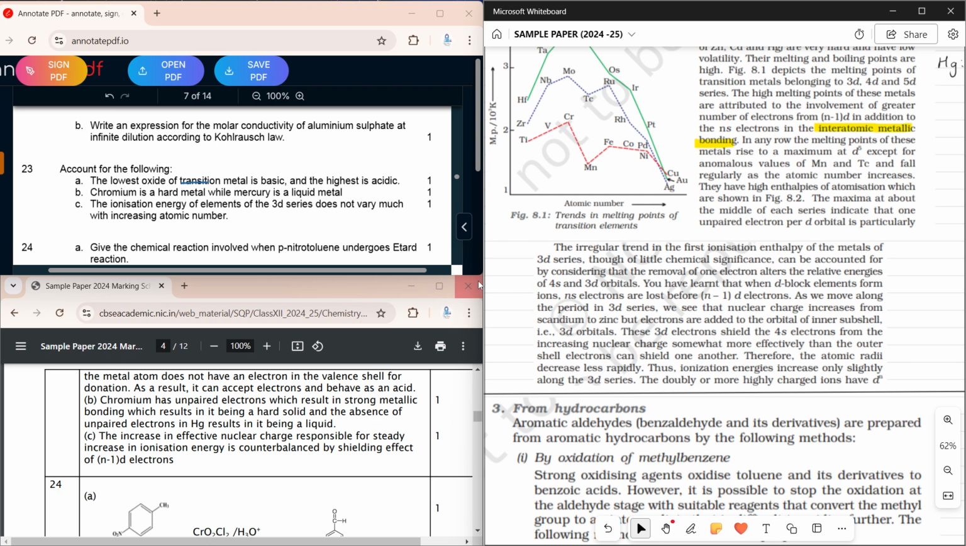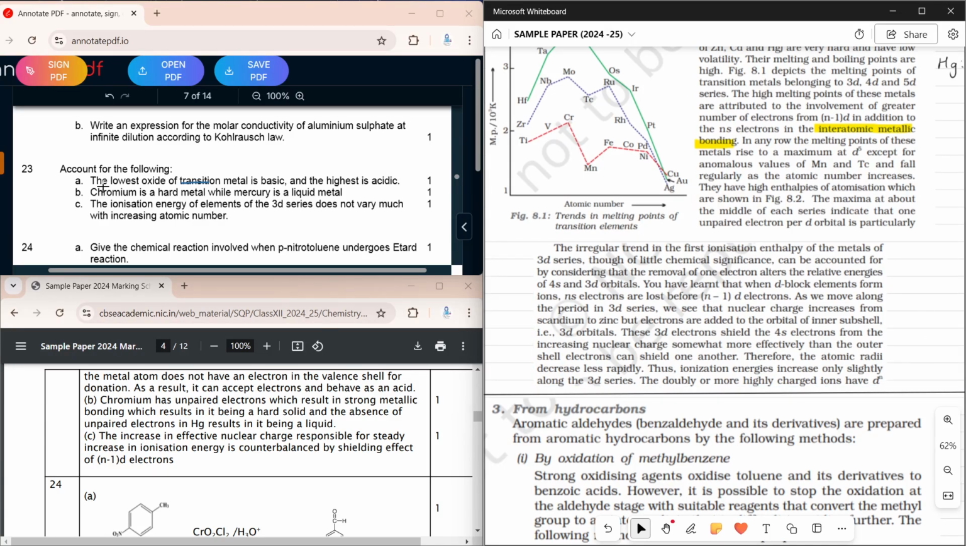Okay, question number 24. As long as you mention that the increase in effective nuclear charge is counterbalanced by the shielding effect, you should be good to go. And all of these were from the d and f block elements chapter. The last question was from ionization enthalpies.